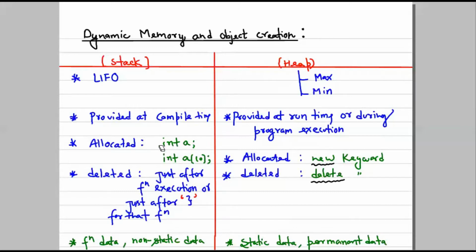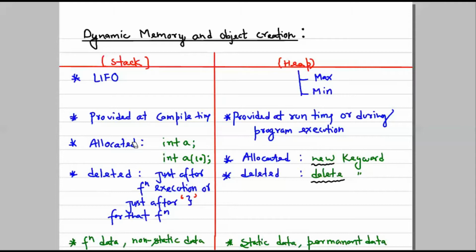Simply, whenever you decide it's an integer, it means it would take 4 bytes. Okay, an array of 10 elements of integer type means 40 bytes would be allocated on the stack. Why? Because one element is 4 bytes and 10 elements are 40 bytes.